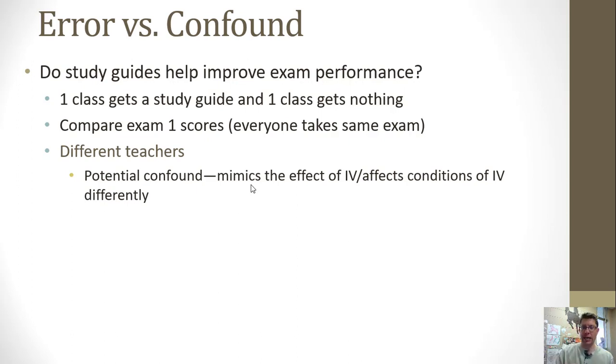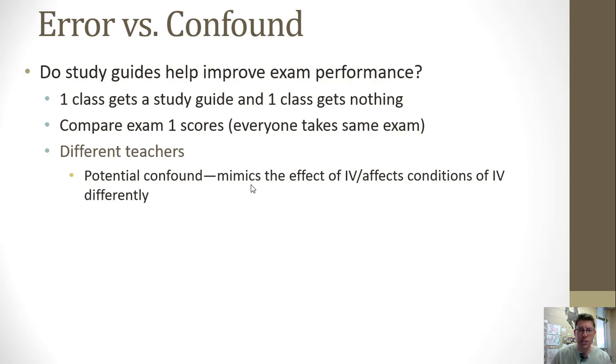In this specific example, in order for this to be an actual confound, think about which teacher would have to be better quality. Would it be the teacher in the study guide group or the non-study guide group? In order for this to be an actual confound and mimic the effect of the independent variable, the teacher in the study guide group would have to be the better teacher. That way, when we get our results, we don't know: is it because the study guide group got a study guide and that's what led them to score better on the exam? Or was it the fact that they had the better teacher?